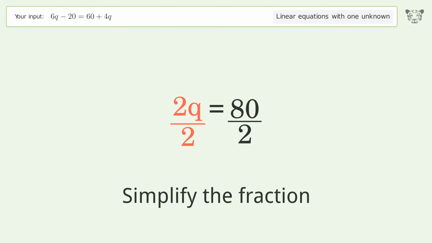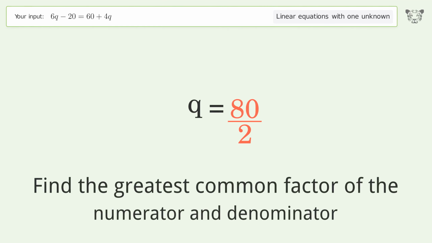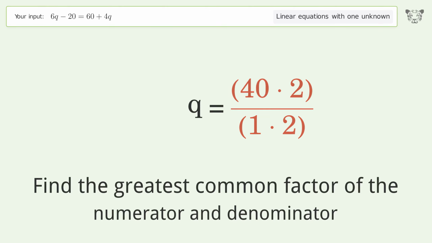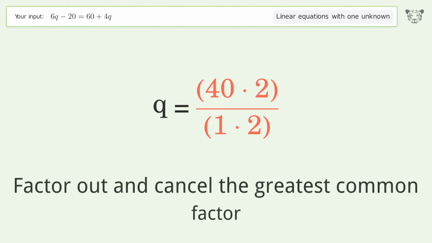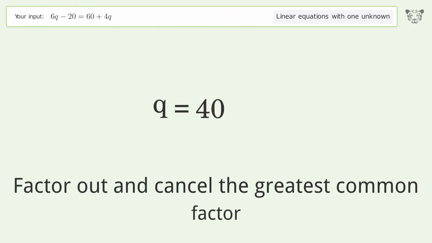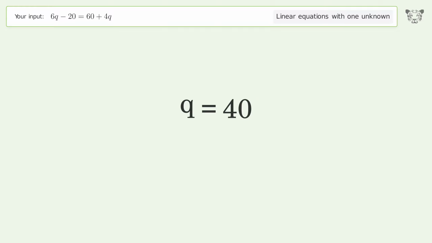Simplify the fraction. Find the greatest common factor of the numerator and denominator. Factor out and cancel the greatest common factor. And so the final result is q equals 40.